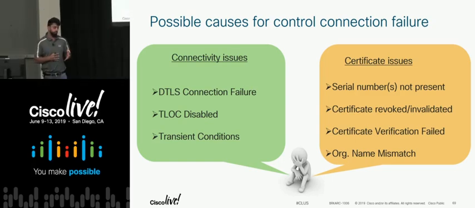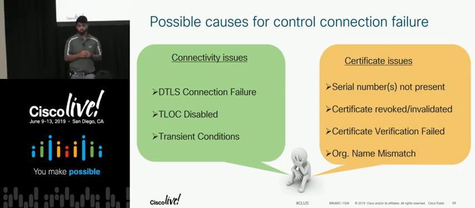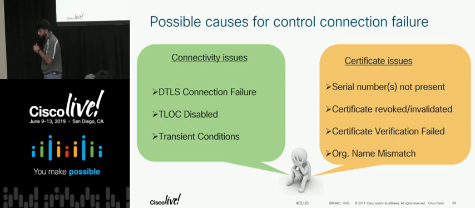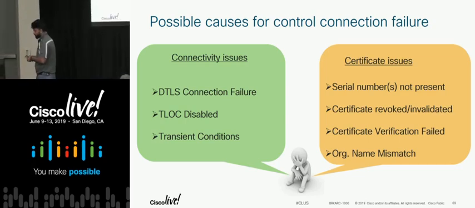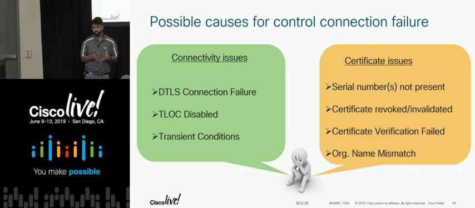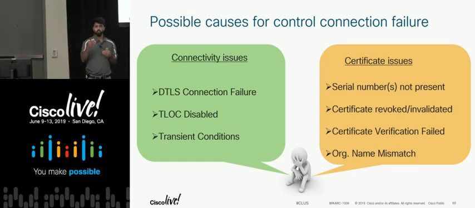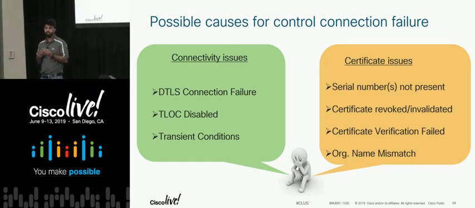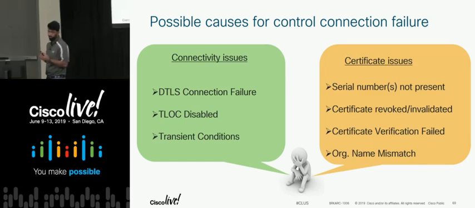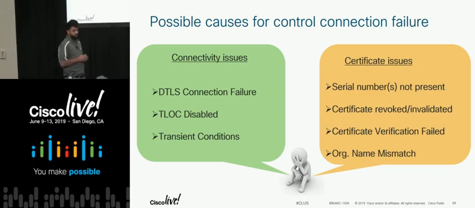So there are possible control connection failures for the serviceabilities to begin with. This control connection is between the controllers and the data plane devices, the routers. What are the possible failures we would see frequently, like connectivity issues, certificate issues or serial number issues? For connectivity, it will be the DTLS connection failure, basically the link between the controllers and the data plane, which will be DTLS or TLS connection. That is broken down, or if there is any T-lock, transport location, disabled, or some transient conditions.